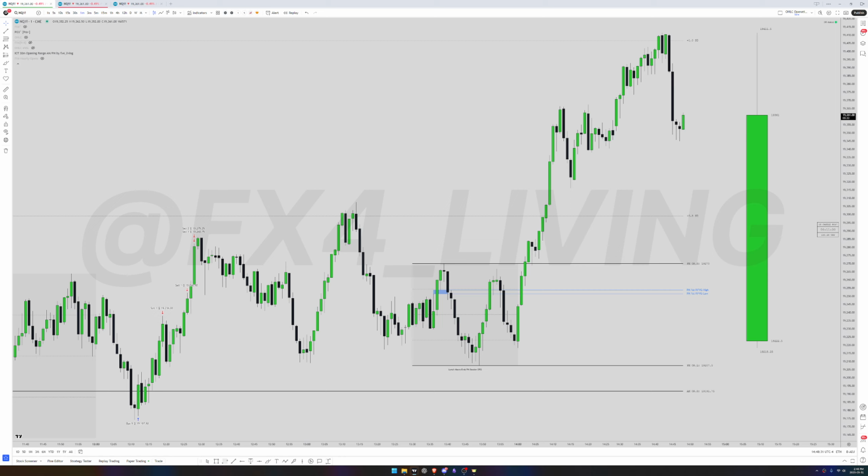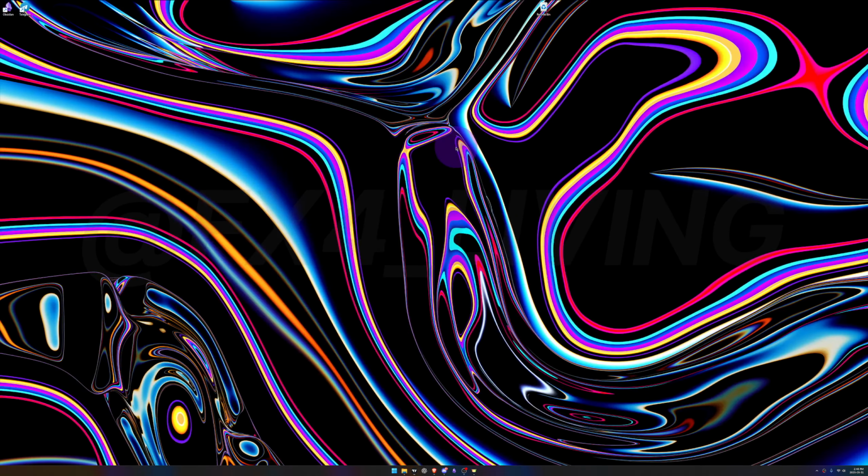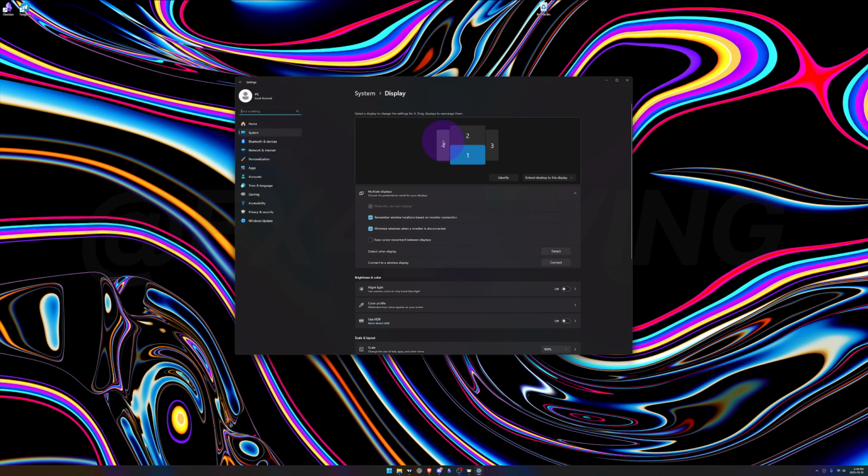No, I look all the time at the higher time frame. Like my higher time frames right now are on this monitor right here. These are my higher time frames. These are my lower time frames, like for execution, like 1 second, 30 second, 15 minute, 5 minute.